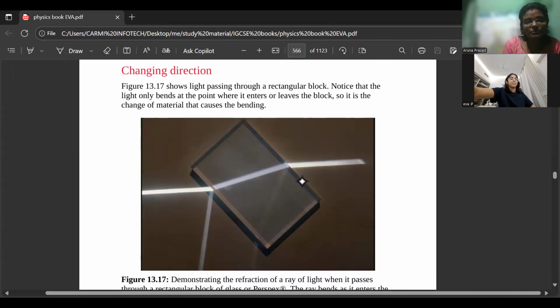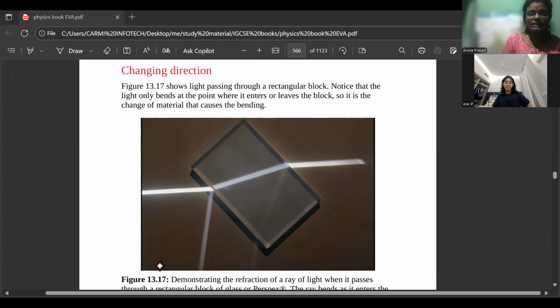Changing direction. Figure 13.17 shows light passing through a rectangular block. Block or slab is the same thing. Fine. A slab is a little bit thick. This is a block, I think this would be thinner.